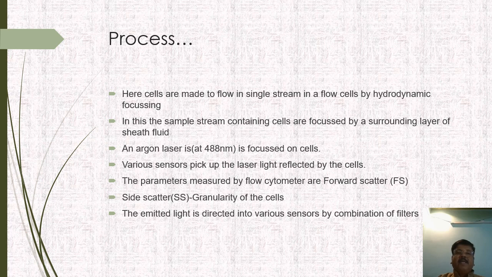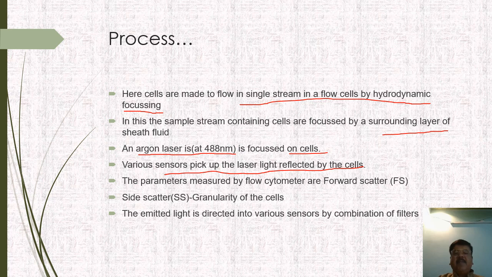Now, the cells are made to flow in a single stream by hydrodynamic focusing. So hydrodynamic focusing I will show you in the schematic diagram. And there is a surrounding layer of the sheath fluid. Sheath fluid is also there. And an argon laser of about 488 nanometer frequency is focused on the cells, and various sensors pick up the laser light reflected by the cells, and the parameters are measured by the flow cytometer.